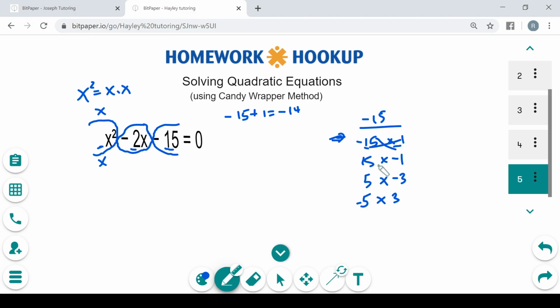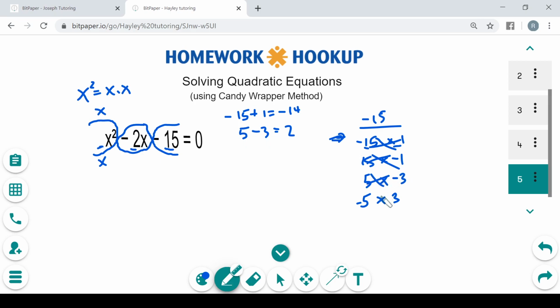I could do the same for this one, but I can see it's going to be exactly the same. Instead of negative 14, we're getting a positive 14, so we'll eliminate this one as well. Let's look at 5 times negative 3. That multiplies to negative 15, no problem. But when we add them, we get 5 plus negative 3, which is the same as 5 minus 3, giving us a positive 2. We want 2, so we're close, but that's not it.